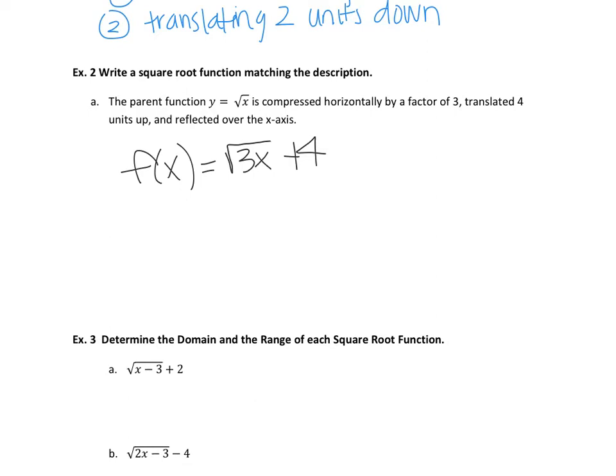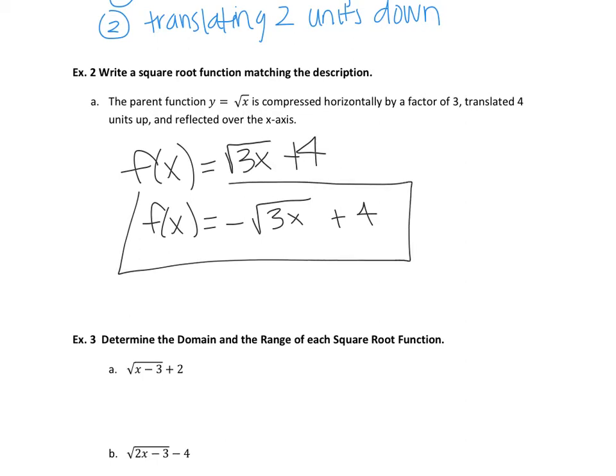And then finally we are reflecting it over the x-axis. So I didn't leave enough room to put a minus sign, so I'm just going to recopy it. So f of x equals negative square root of 3x plus 4. And that is my solution.